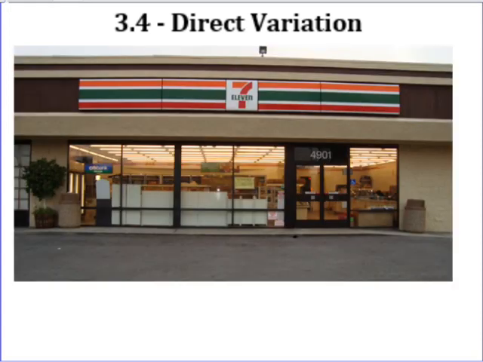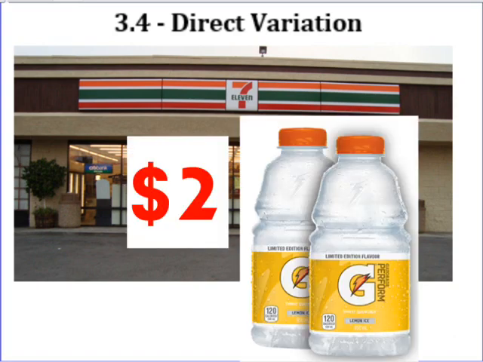Hey guys, let's talk about section 3.4, which is direct variation. And before we start talking about it, we're going to start with a little scenario. Say you and a group of friends are in the car going somewhere, maybe to play basketball, play soccer, or go on a hike, and you want to stop at 7-Eleven and get some Gatorade for everybody for your trip.